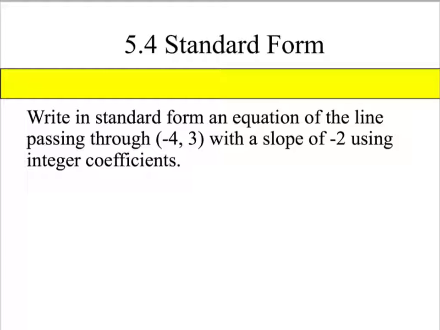All right, let's rock this one out. Here we go. Standard form. An equation of a line passing through the point -4, 3 with a slope of -2 using integer coefficients. All right, here we go.